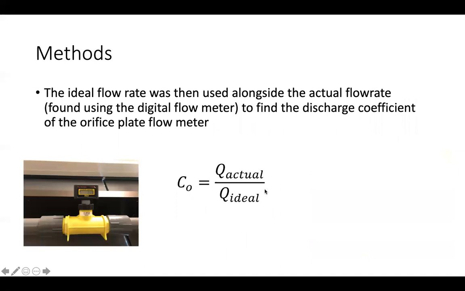We then use the digital flow meter to get a Q actual value for the flow rate in GPM. And then we divided this Q actual by our Q ideal that we just calculated for the orifice plate to get a discharge coefficient of the orifice plate flow meter.